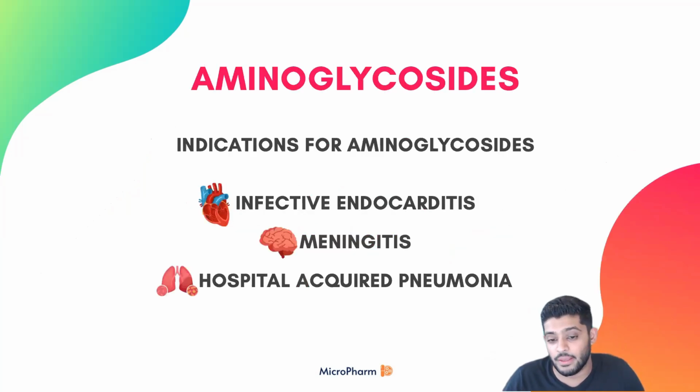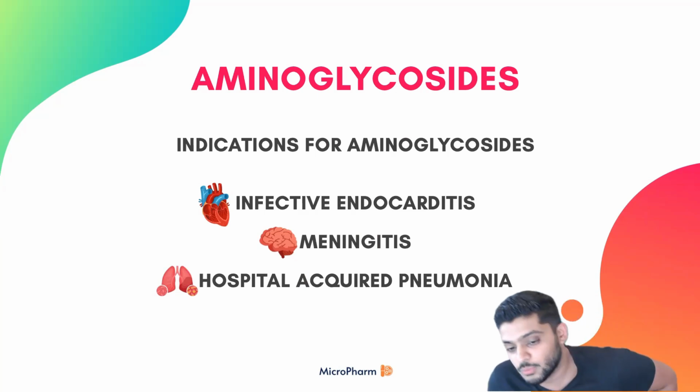So some of the most common are infective endocarditis, meningitis, and hospital-acquired pneumonia. In infective endocarditis, one of the useful things is the fact that it has great activity against Staphylococcus aureus, which is the only gram-positive bacteria it has activity against, because Staphylococcus aureus tends to cause infective endocarditis. It's one of the most common organisms of causing infective endocarditis. It's used for meningitis. It's also used for hospital-acquired pneumonia.